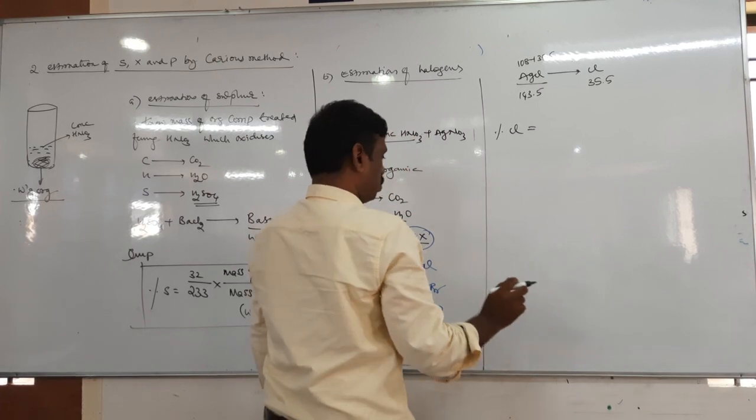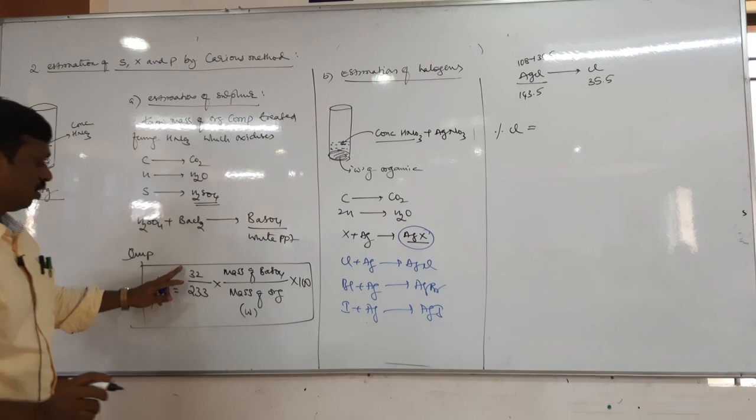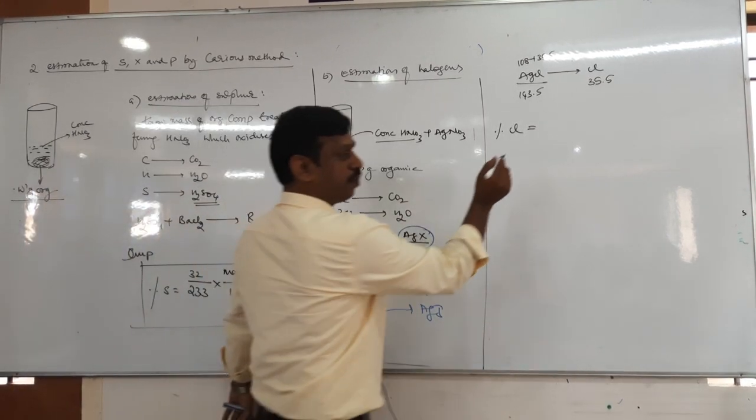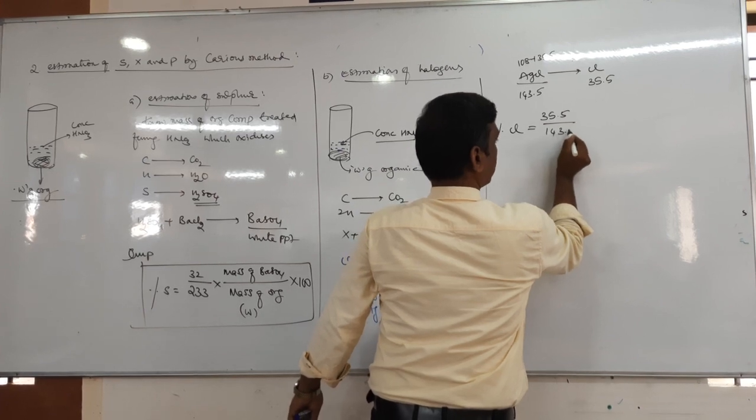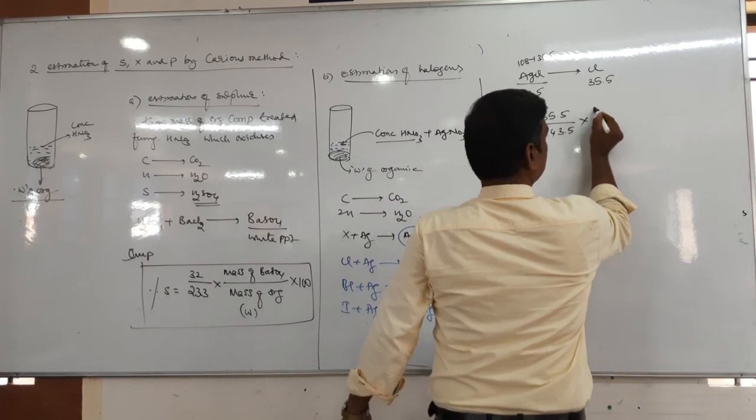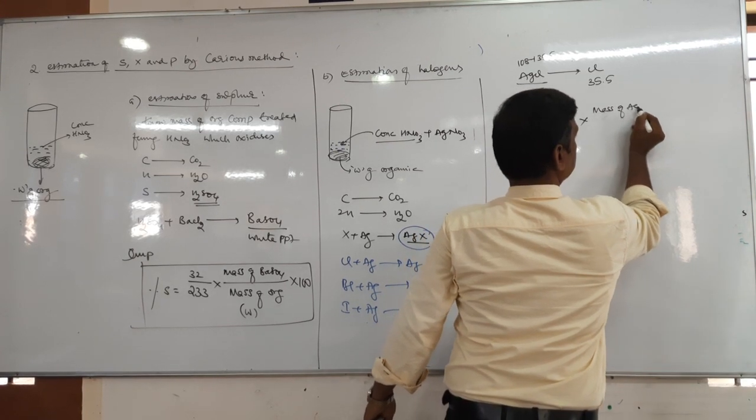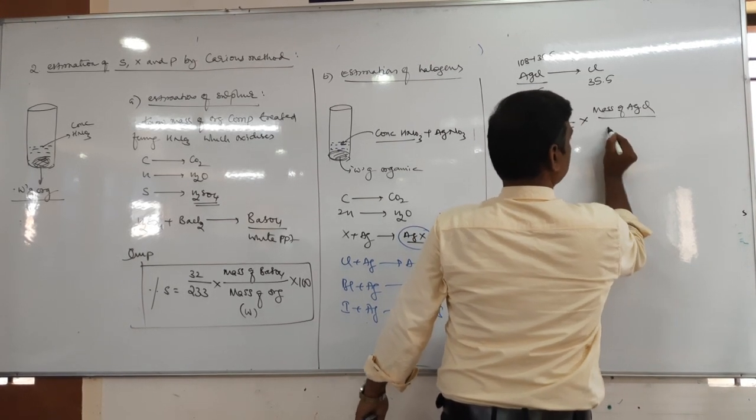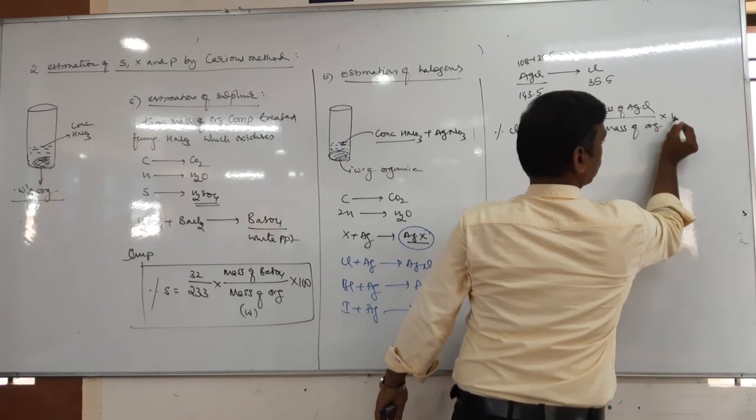Percentage of chlorine equals, similar to this formula, 35.5 divided by 143.5 into mass of AgCl divided by mass of organic compound, that is nothing but W. That's it.